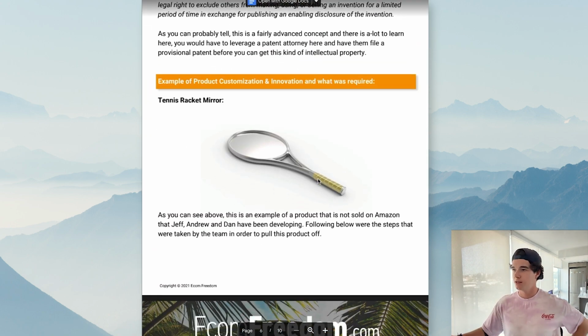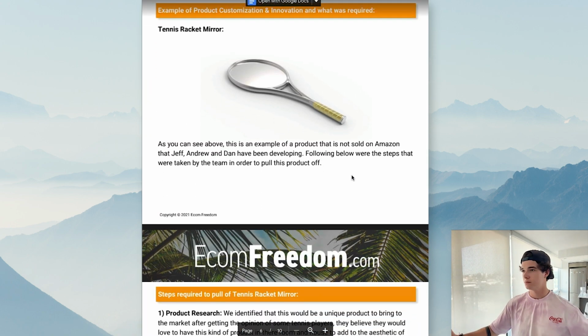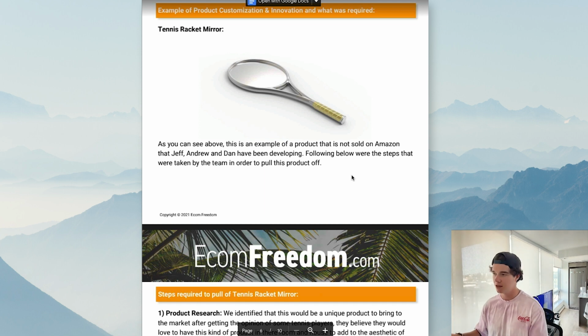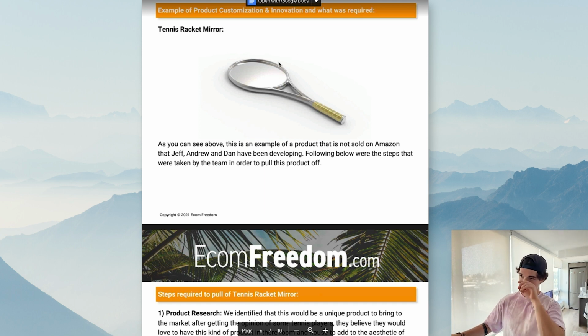All right, let's see what this product is that we are bringing to the market. So what is it? It is evidently a tennis racket mirror. As you can see here, it is silver and gold, and it has a mirror in the base of the tennis racket. So what was our logic here?